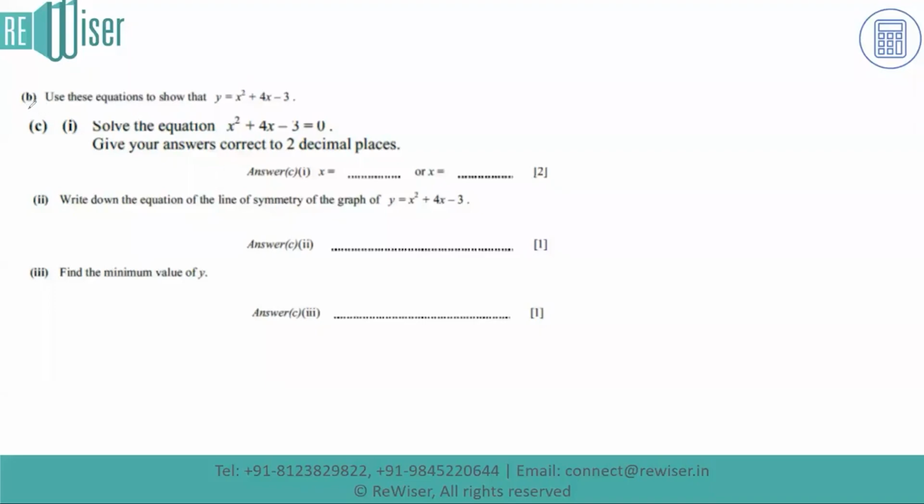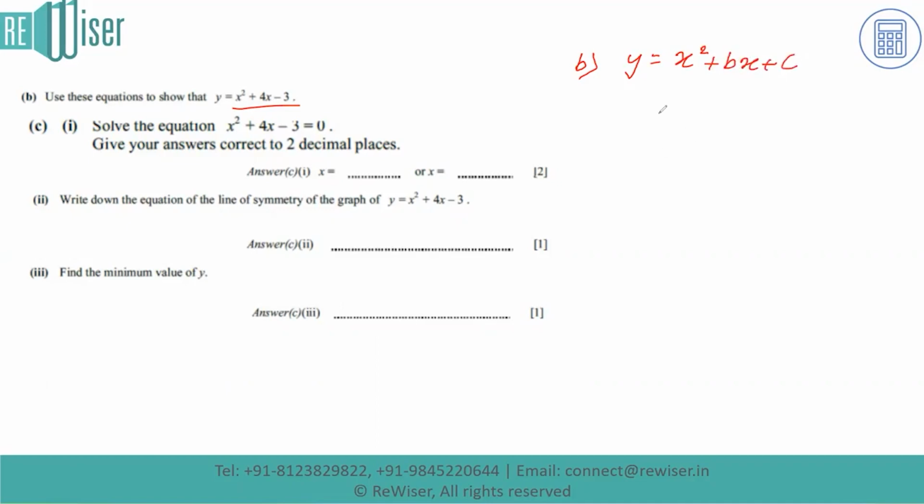And next, for part B, use these equations to show that this is the equation, the quadratic one. So the quadratic equation was y equals x squared plus bx plus c. And right now we got two different equations. One is 1 equals b plus c. And the second one is 15 equals 3b minus c. So I'm going to solve it by the elimination method. I'm just going to add them.